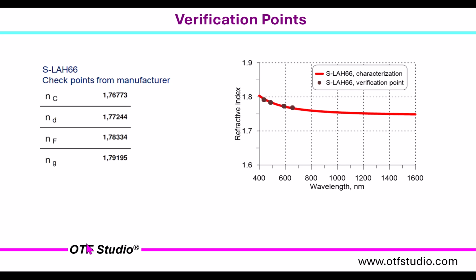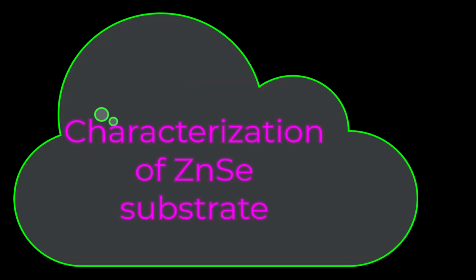In some cases, refractive index values at specific standard wavelengths are provided by the manufacturer. These reference points can be used to verify the results. If we compare our result, this red curve, with the verification points, we can see excellent correspondence between characterization results and verification points. And this is an indication of the reliability of the obtained results.